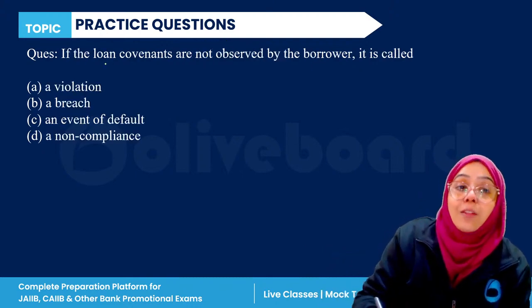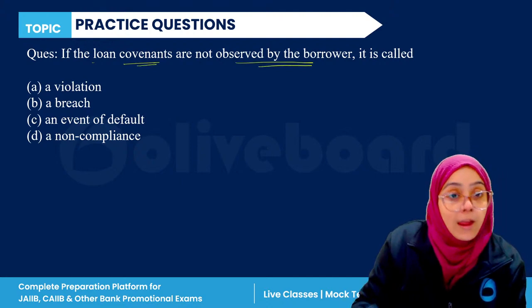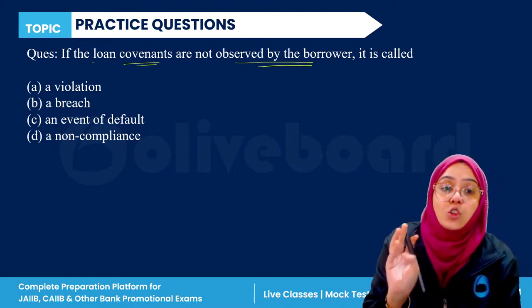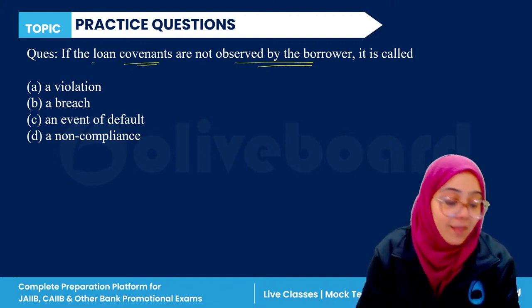Next question. If the loan covenants are not observed by the borrower, it is called as the violation, breach, an event of default, or a non-compliance. Everyone, please answer this question.